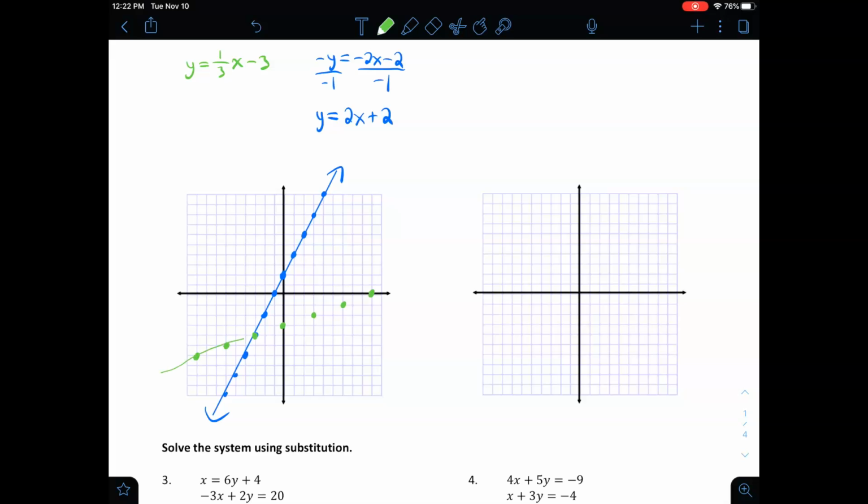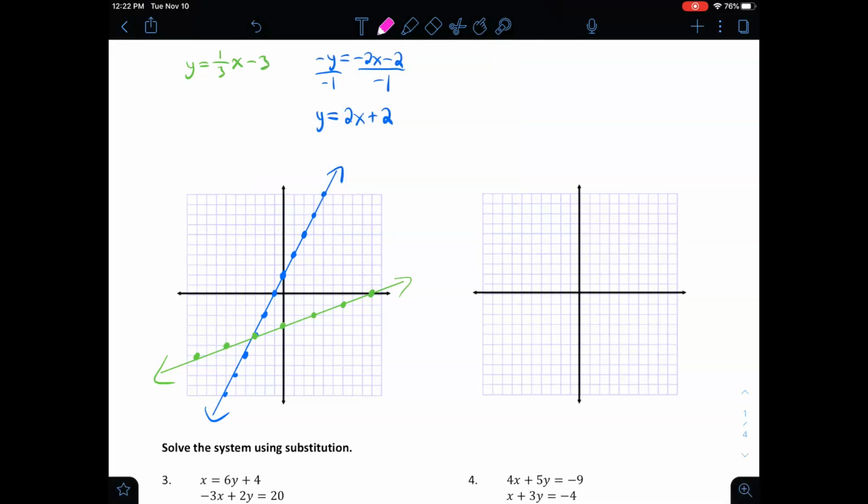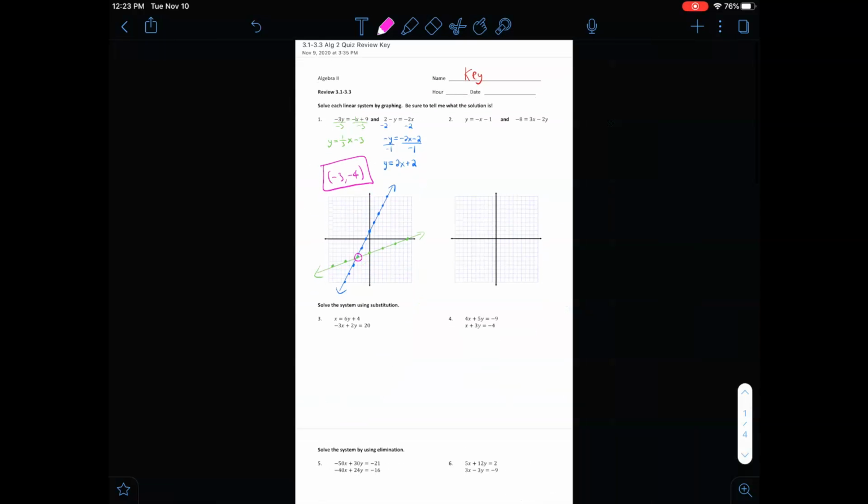And what's the solution of lines that we're graphing in the system? Solutions are where the lines cross, right? Where they intersect. So where do they intersect in this one? Well, they intersect at this point right here, which is the point negative 3, negative 4. And that is going to be the solution for this one. It's negative 3, negative 4.